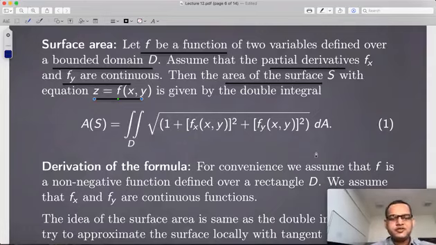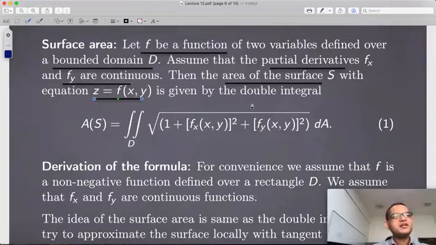You see, this is a double integral over the domain of f, but we are no longer integrating f of x comma y. Rather, we have this new function here. This involves the partial derivatives and their squares, and then plus 1, and then the square root. You see that fx and fy are assumed to be continuous, so that we can talk about the integral of this whole quantity.